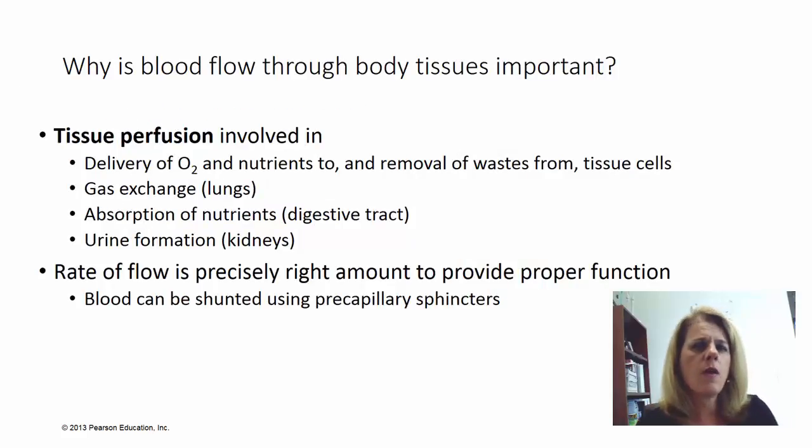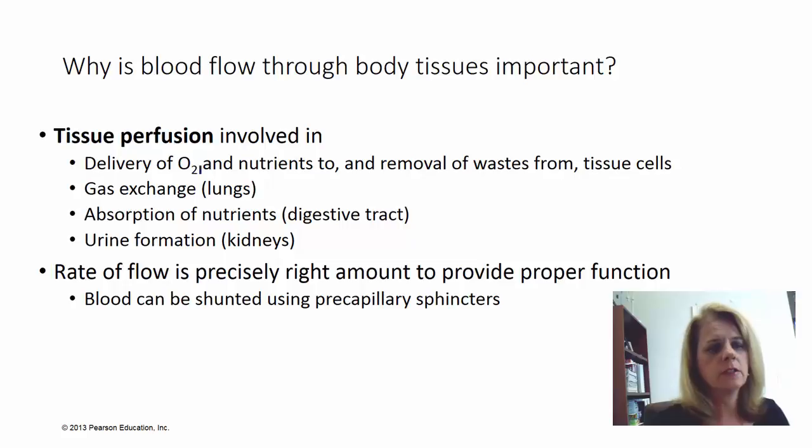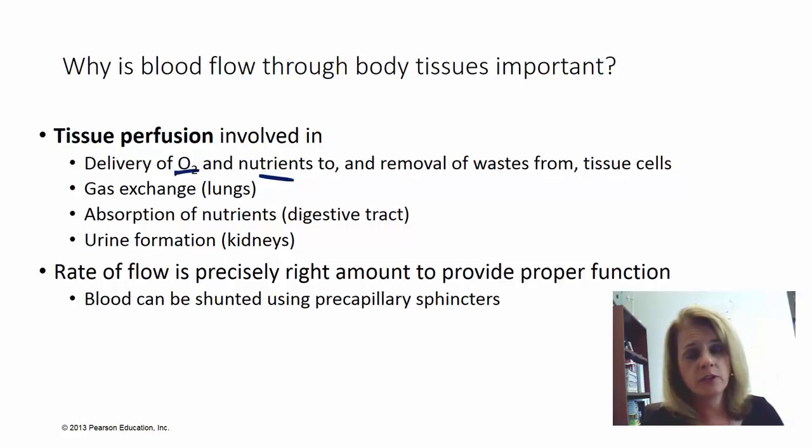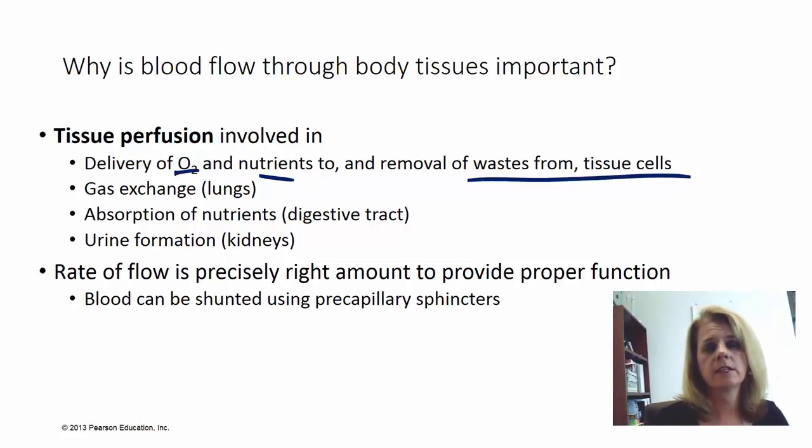Why is it important that blood's flowing through a tissue? We call this tissue perfusion, and it's very important because that's the way we get oxygen and also nutrients to those organs and tissues. When a tissue is being perfused, oxygen and nutrients are being carried to that tissue. In addition, you're removing waste products, like CO2, carbon dioxide.